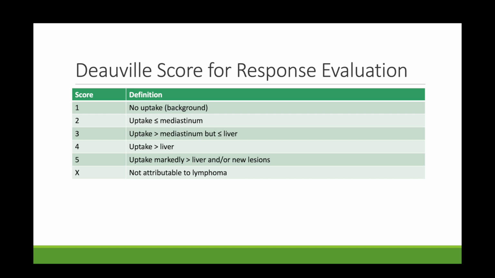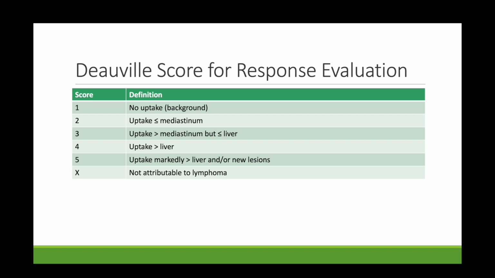And the Deauville score is really just named, I believe, after the city in France where somebody came up with it. But the Deauville score is a score that goes from 1 to 5, and it basically characterizes the degree of uptake relative to various things. So a Deauville score of 1 to 3 is typically considered a good response, and a Deauville score of 4 to 5 is typically considered a bad response. So what do all of these mean?